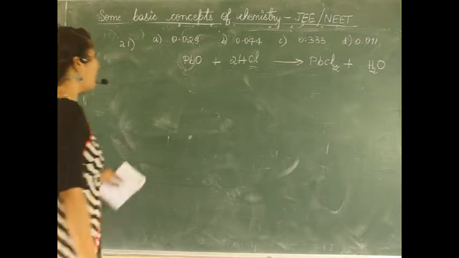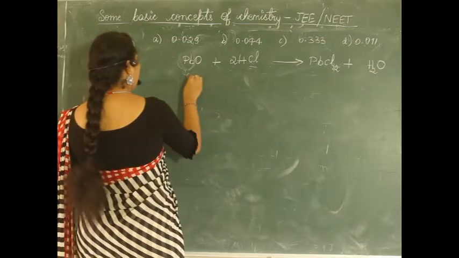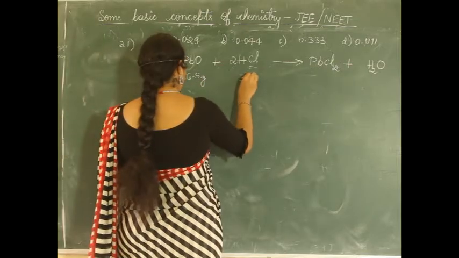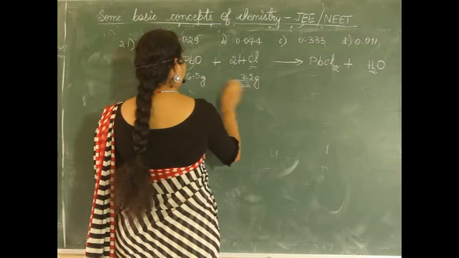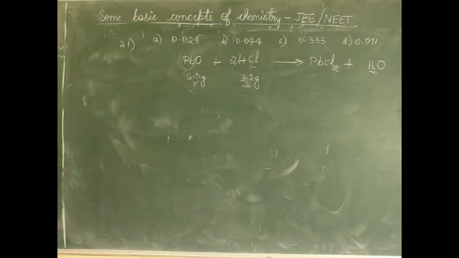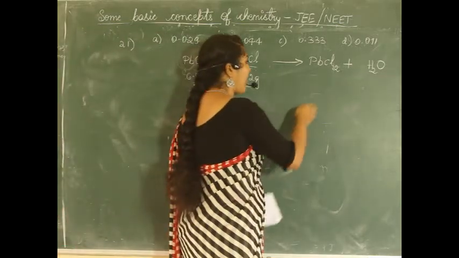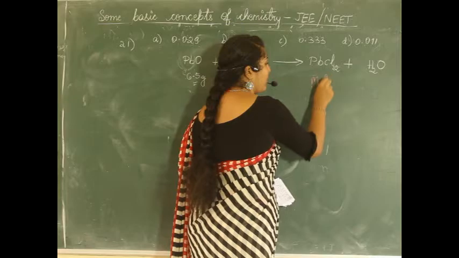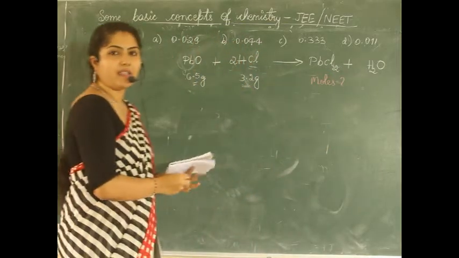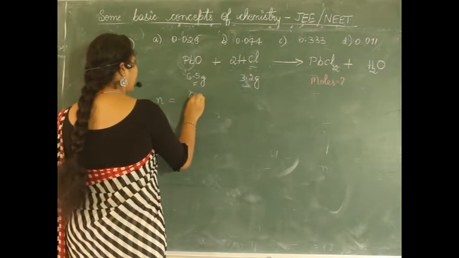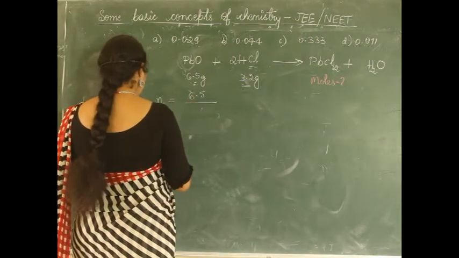Yes. Now what is given? 6.5 gram of lead oxide, 3.2 gram of HCl is given. Between these the reaction is taking place. Am I right? Yes. First what you have to do? You have to find how many moles of lead chloride will be formed. So what are you supposed to do? Find number of moles. N is equal to given mass divided by its molar mass.